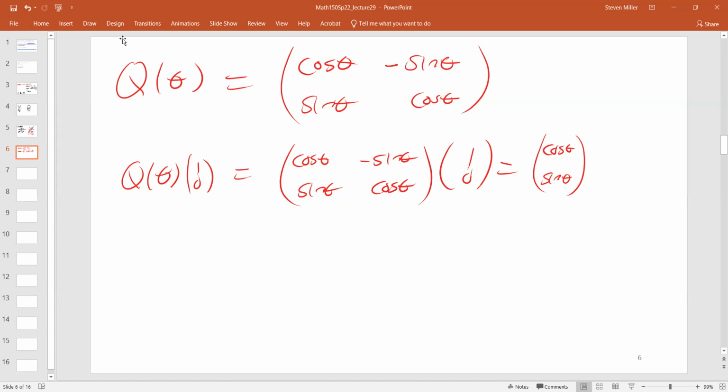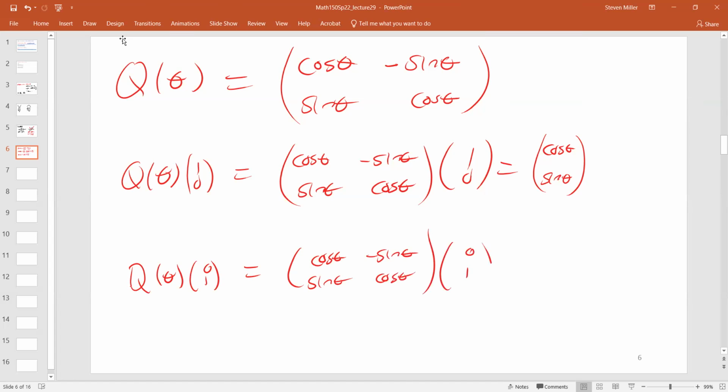I could also have this matrix acting on 0, 1: Q of theta times 0, 1, which is cosine theta, minus sine theta, sine theta, cosine theta on 0, 1. So what would I get now if I put in 0, 1? Negative sine theta, cosine theta. Okay.